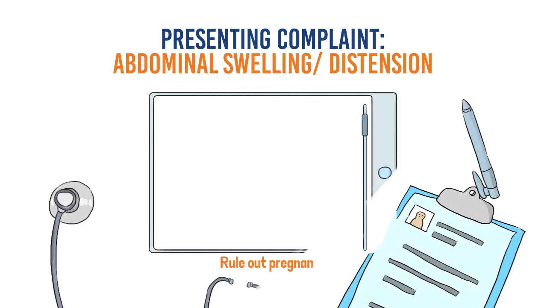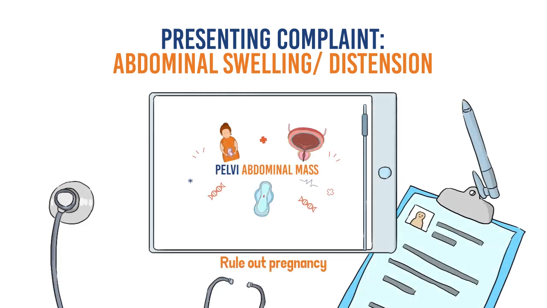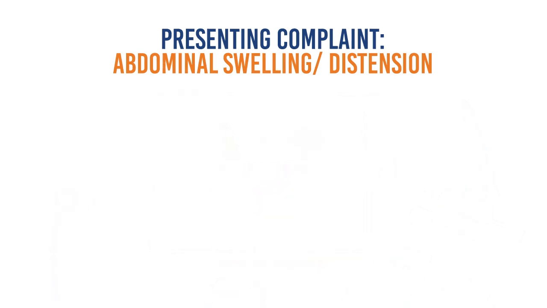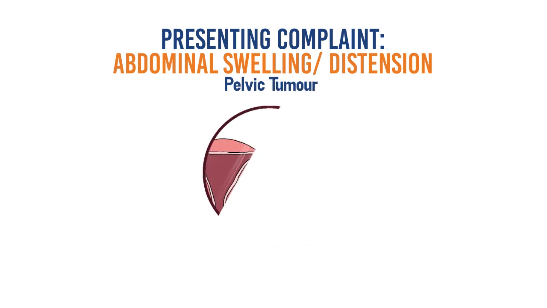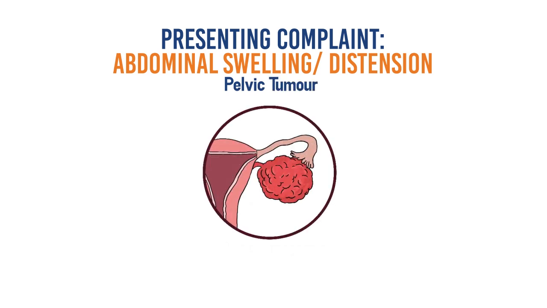A good and thorough history is essential as it will help to narrow down the differential diagnosis. Let us take a closer look into the symptoms in presenting complaints and associated history. The most common abdominal swelling in a reproductive age woman is pregnancy. Pregnancy should be ruled out at the start of medical investigation. Persistent abdominal distension or swelling of more than 2 weeks in a non-pregnant woman is usually associated with a pelvic tumor, such as ovarian malignancy.